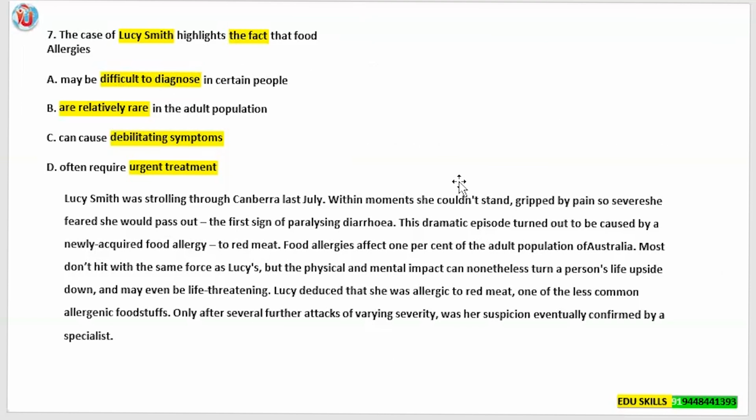Reading part C ല് നമ്മൾ QTA method ആണ് യൂസ് ചെയ്യുന്നത്. That is question, text and answer. So question വായിക്കുമ്പോൾ എപ്പോഴും keywords highlight ചെയ്യണം. Keywords, heading words or the important words. So the keywords in question number 7 are Lucy Smith, that is the name, പിന്നെ the fact. Next, let us read the text.